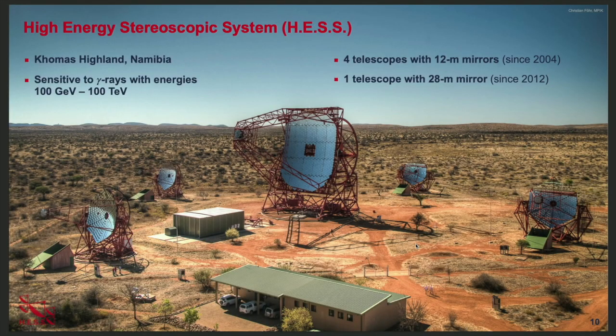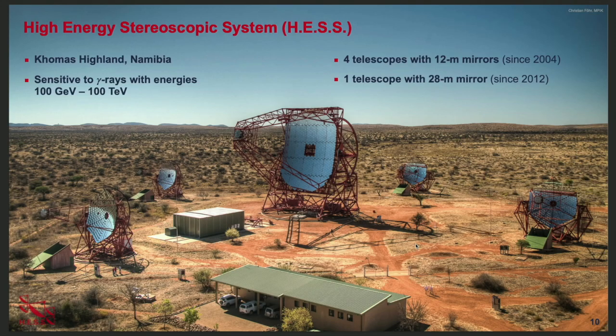Okay, and so this is the approach that we follow with H.E.S.S. So this is the experiment that I'll be talking about. H.E.S.S is for High Energy Stereoscopic System. It's located in Namibia and consists of 5 telescopes in total. 4 smaller ones, but well, they still have a 12-meter diameter mirror, so they're not actually small.